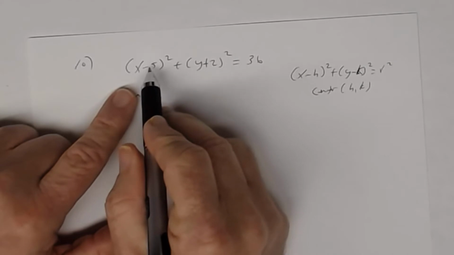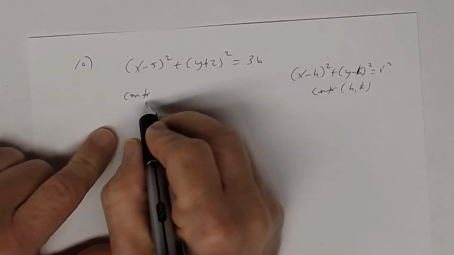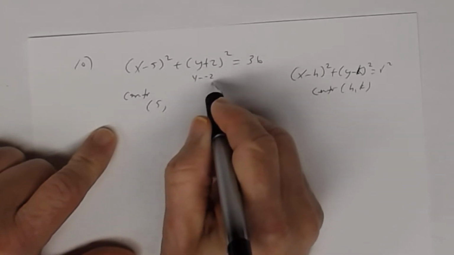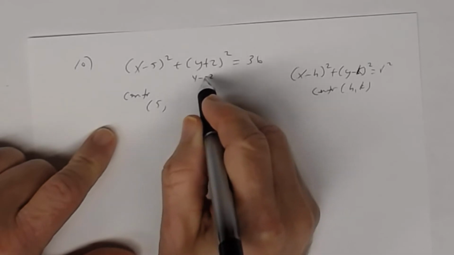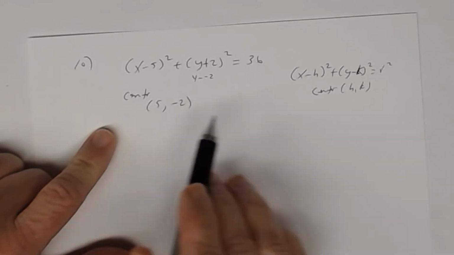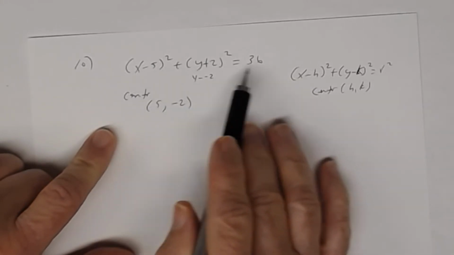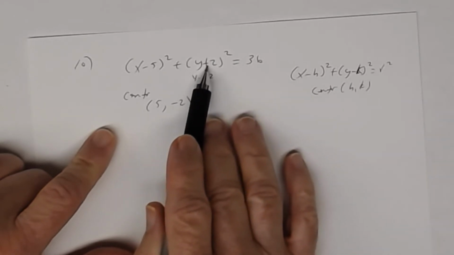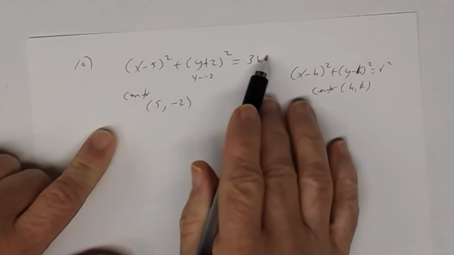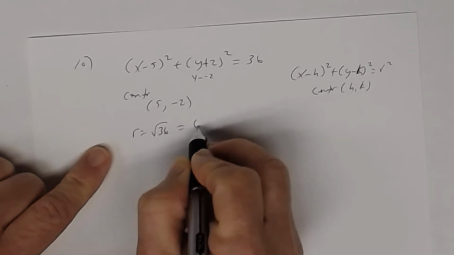Okay, so x minus, so we already know the x coordinate, that's h right here, so that's 5. And then y plus 2 means the same thing as saying y minus negative 2, right? So k is negative 2. So there's your center. The center is (5, −2). So remember, x minus h, so h is 5. y minus k, y minus a negative 2, so k is negative 2. And the radius is always the square root of this. So the radius will be the square root of 36, which is 6.